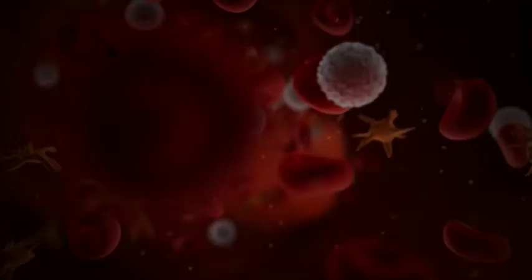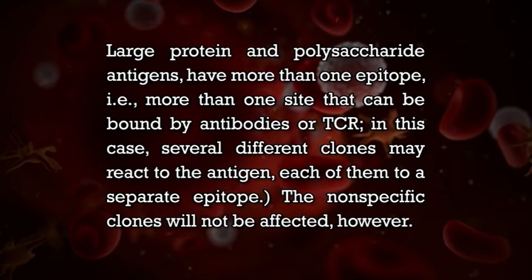The invasion of any individual antigen will cause proliferation of the clone that is specific to it exclusively. Some antigens, for example, large protein and polysaccharide antigens, have more than one epitope, that is, more than one site that can be bound by antibodies or TCR. In this case, several different clones may react to the antigen, each of them to a separate epitope. The non-specific clones will not be affected, however.